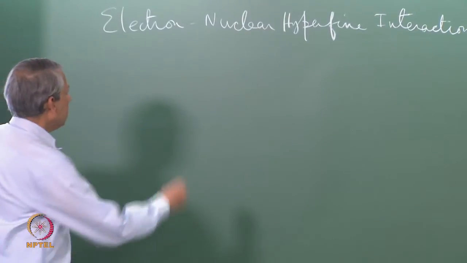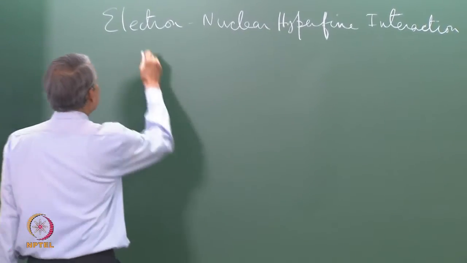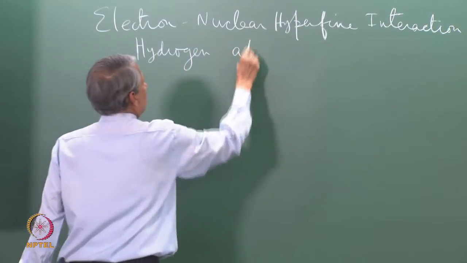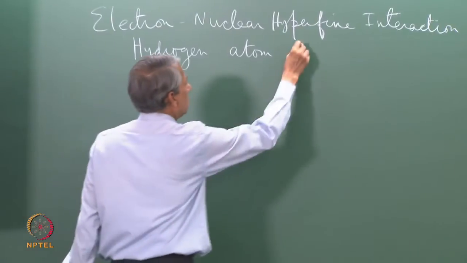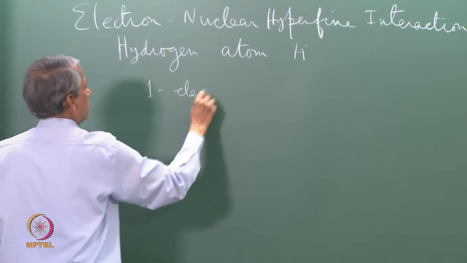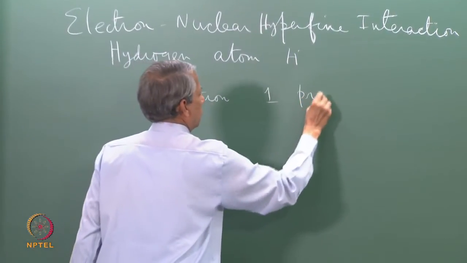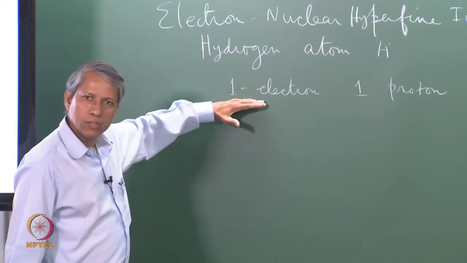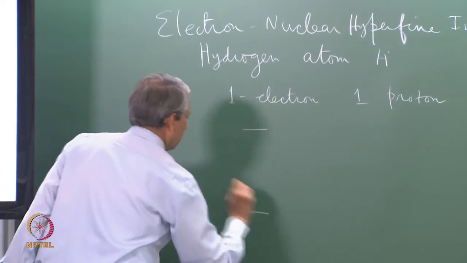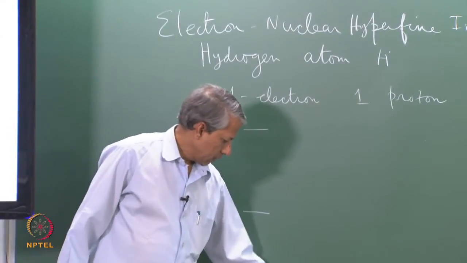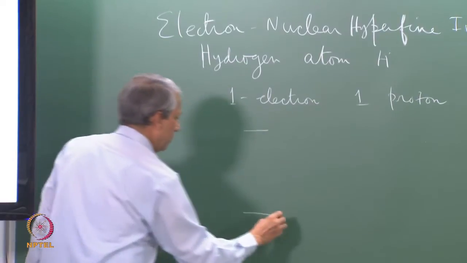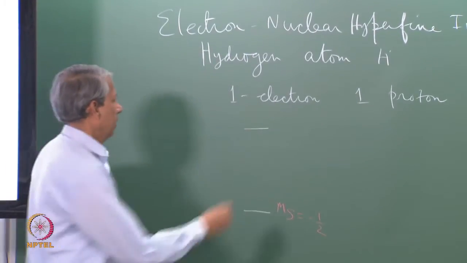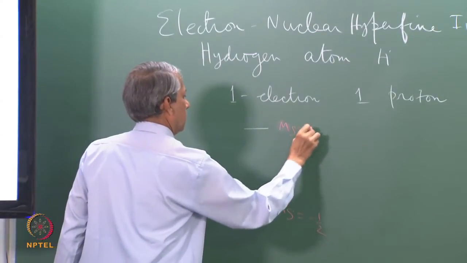So for that, let us take the simplest possible system we can think of, which is a free radical, a hydrogen atom. It has one electron, of course, and one proton. So what we have discussed so far, if I try to look at the energy level diagram of this in a given magnetic field, for the electron I get a splitting of this kind, which is the electron Zeeman splitting, corresponding to the electron spin S, ms equal to minus half, and here ms is equal to plus half.